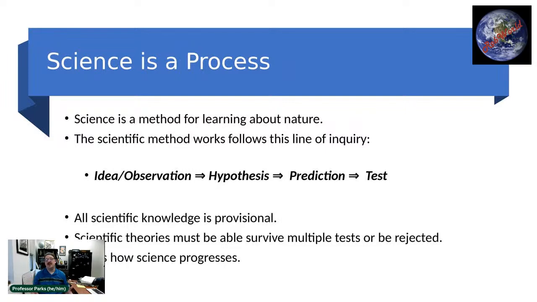You then need to make a prediction. You need to figure out some way of testing whether or not that's true. You can look at, for example, stellar parallax. You can look at a phenomenon and see whether or not the stars wiggle periodically. If they do, then the idea that the Earth is stationary doesn't work.